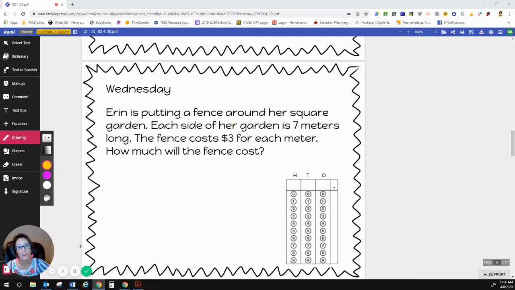Let's get ready for today's warm-up. Erin is putting a fence around her square garden. Each side of her garden is 7 meters long. The fence cost $3 for each meter. How much will the fence cost?